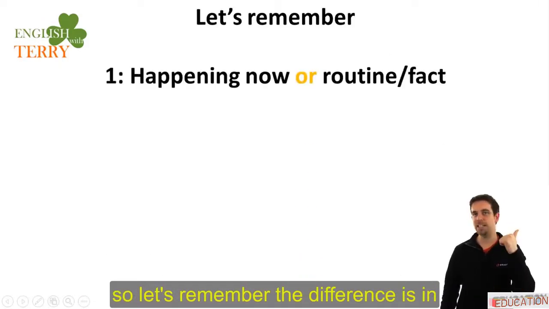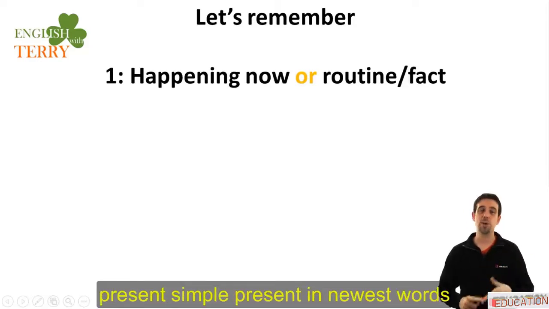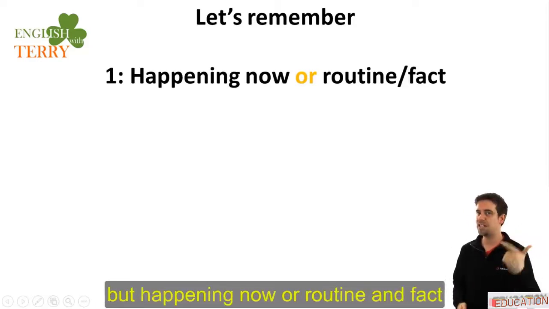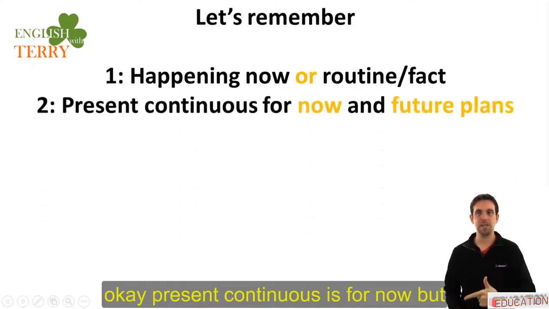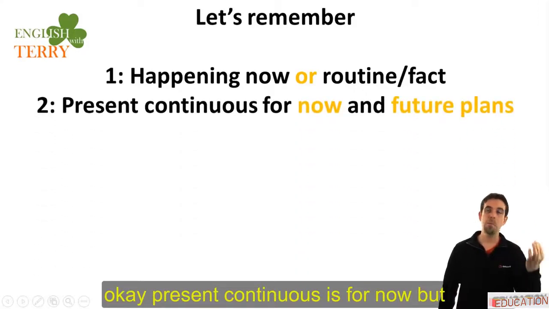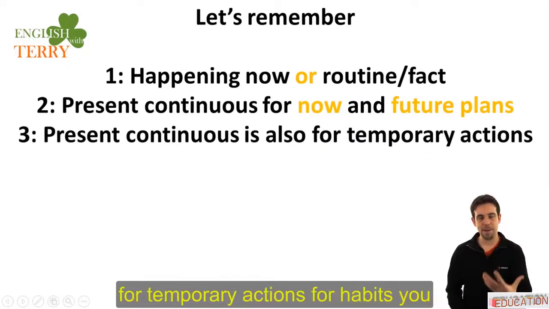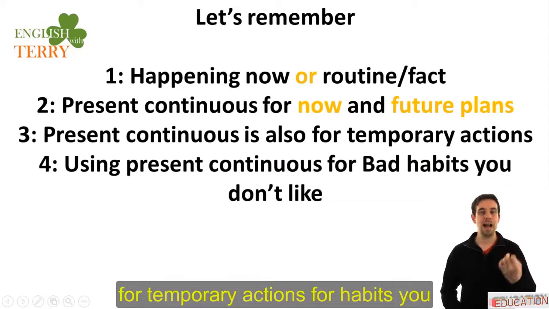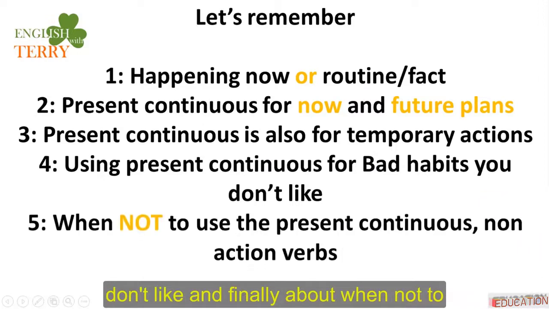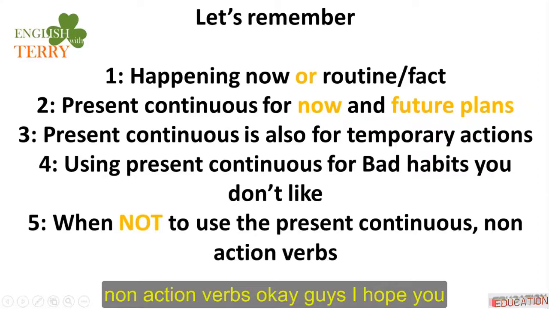So let's remember the differences in present simple, present continuous. One is about happening now or routine and fact, okay? Present continuous is for now, but also future plans. Present continuous is for temporary actions, for habits you don't like, and finally about when not to use the present continuous, which are the non-action verbs.